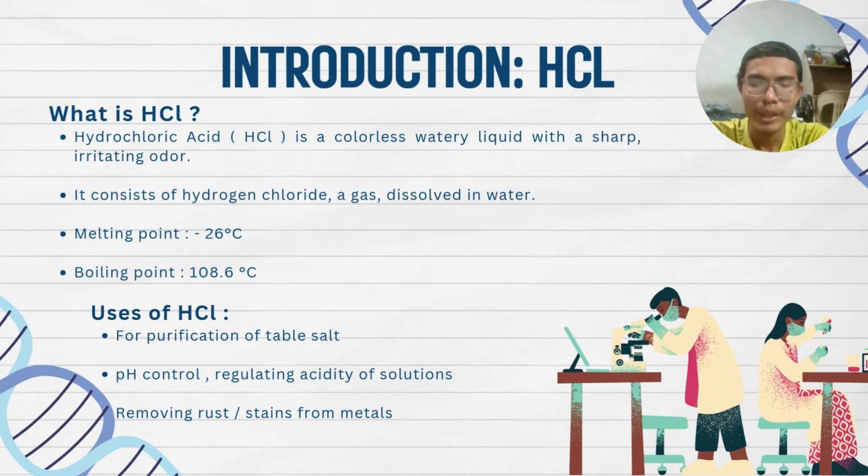So, what are the uses of HCl? Usually we use it for purification of table salt, to control the pH level, regulating acidity of solution, and we use it to remove rust or stain from metal.